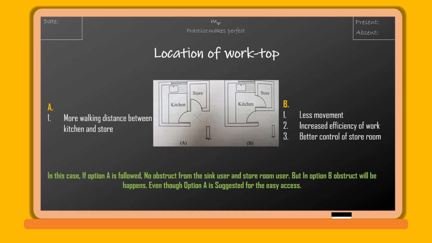The storeroom is always suggested to be located inside the kitchen, because most of the time the working person in the kitchen is using the storeroom. So the distance between the storeroom and kitchen must be minimized, and we can increase the efficiency of work by reducing the distance to the storeroom.